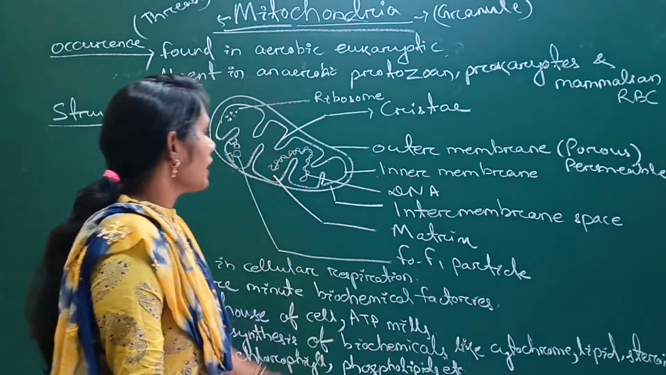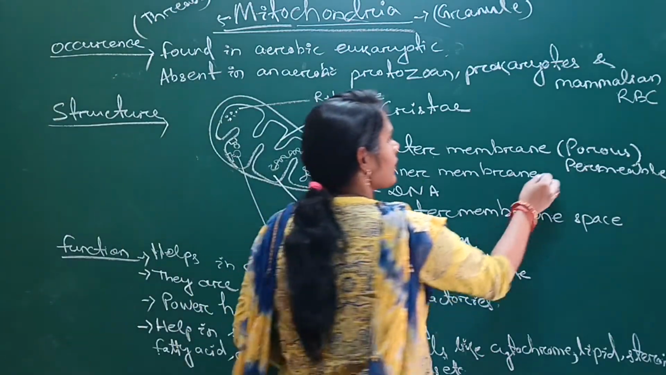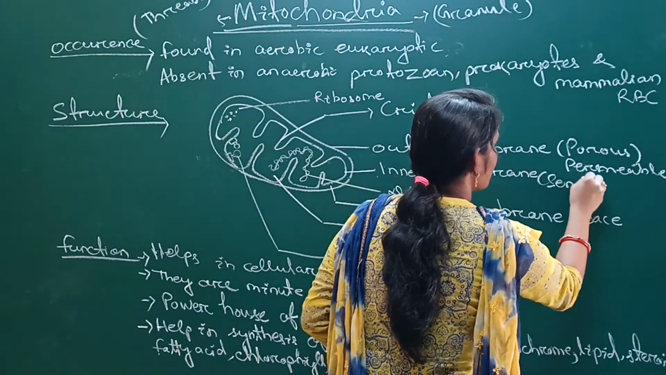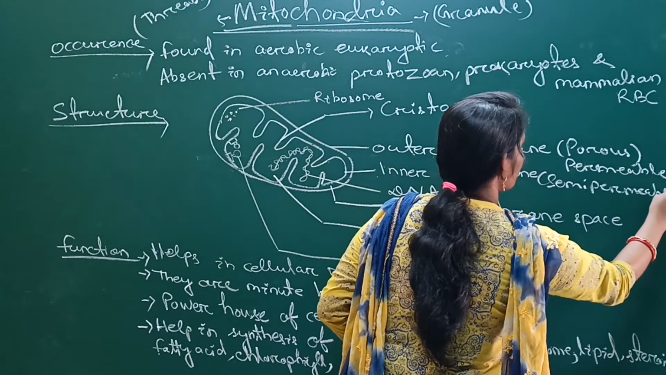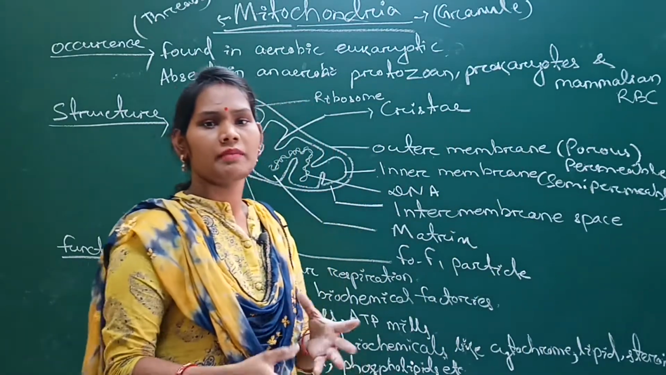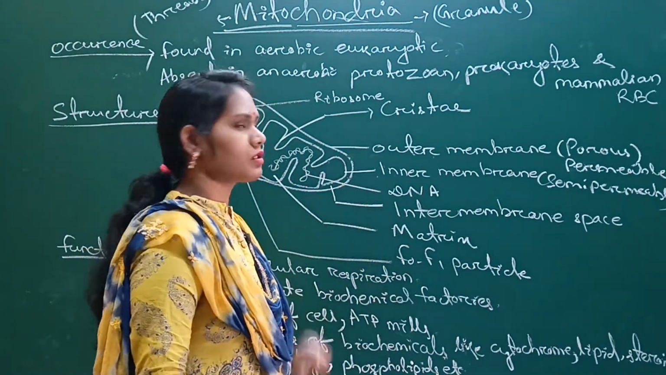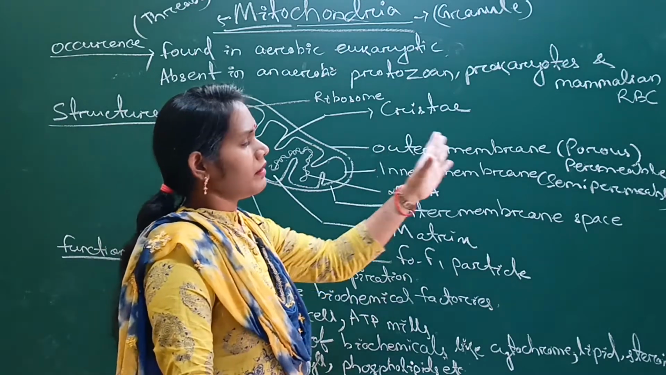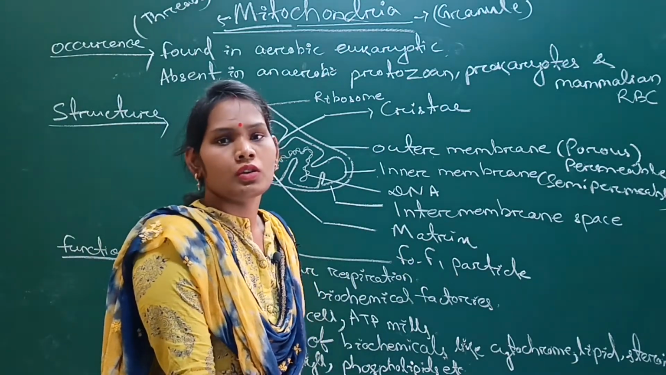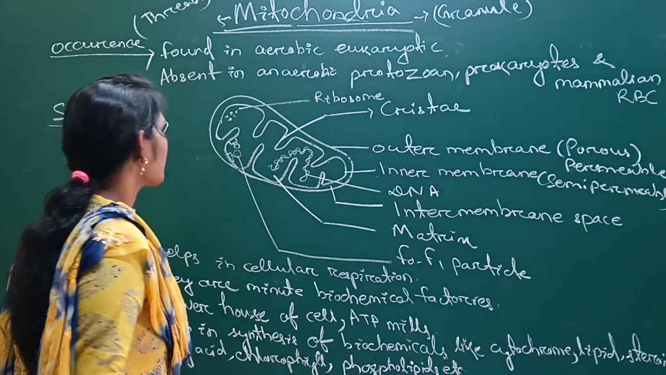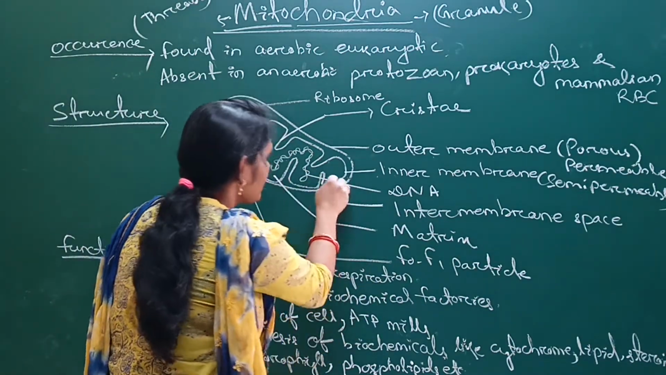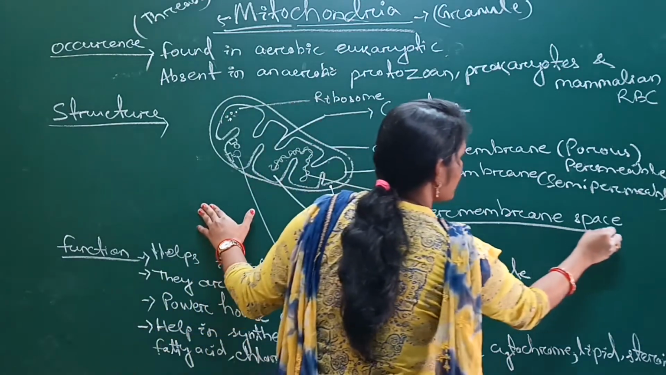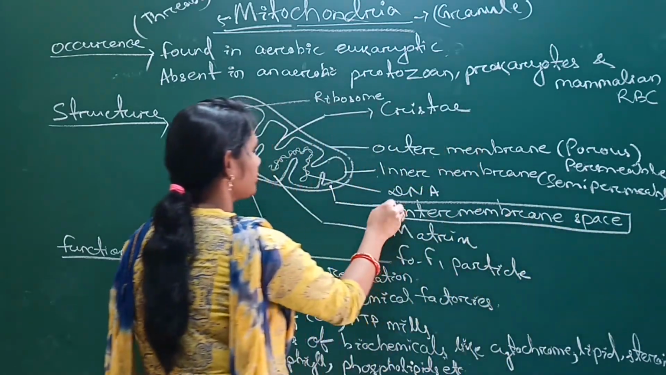But the inner membrane of mitochondria is semi-permeable. It does not allow all substances to pass through. It only allows some specific substances to pass through. But the outer membrane is totally permeable to all substances. Okay, in between the outer and inner membrane there is a space, and that space is called the intermembrane space.